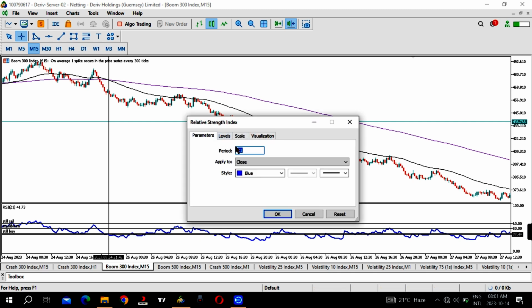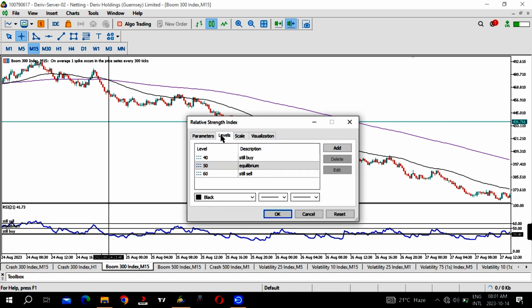So the RSI we're using period 21, right? And for the levels of the RSI, level 40 is still buy and level 60 is still sell. Then the 50 is equilibrium, which means we can use it to both buy or sell, right? It's in the middle, right? So over here, then you click OK.